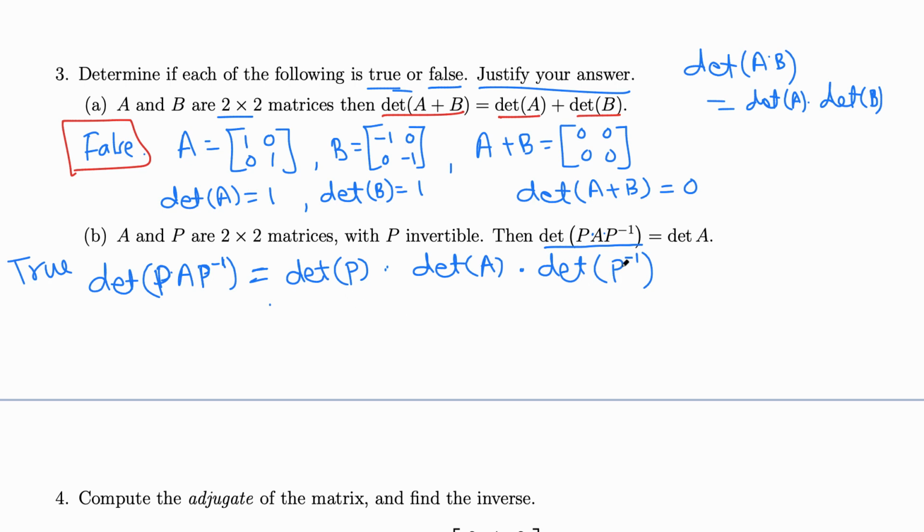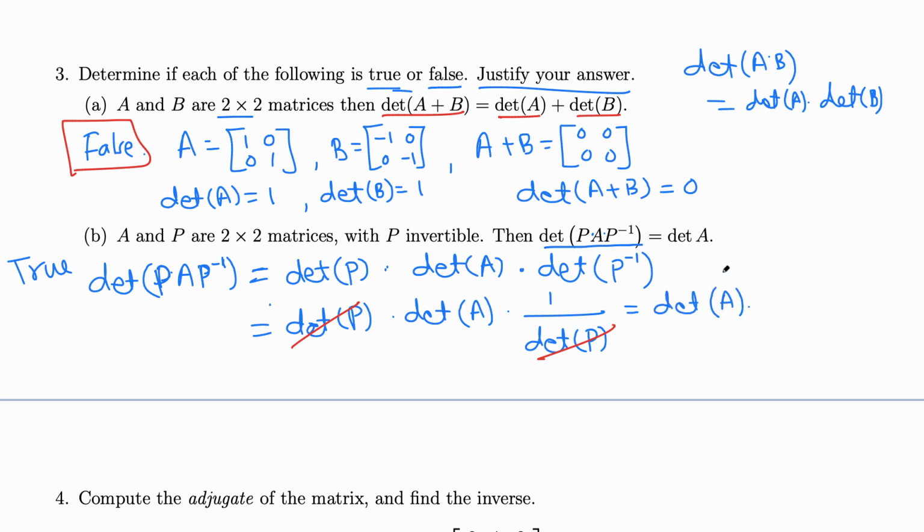Look at here, determinant of P inverse, we know that that is the same as 1 over determinant of P. So this is determinant of P times determinant of A times determinant of P inverse, which is 1 over determinant of P. That's one of the theorems. Okay, then this one cancels, that leaves determinant of A. That's what we have in the right hand side.